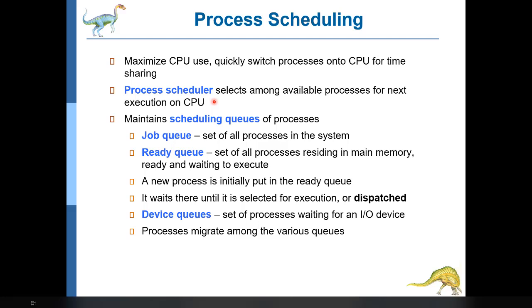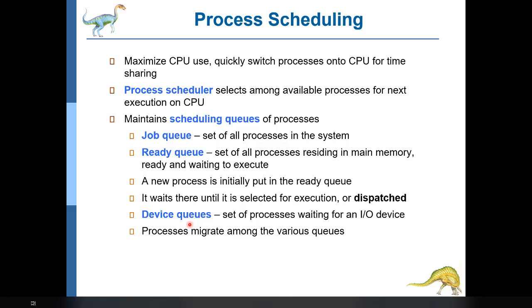The ready queue contains only those processes which are in the main memory and they want to be executed. So when you create a new process, it is put in the ready queue initially. And from the ready queue, it will go to the running state. So in the ready queue, it's waiting and it is dispatched to the CPU by the process scheduler when it is its turn. Similarly, we have a queue for each type of device, which contains those processes which are waiting for that device.